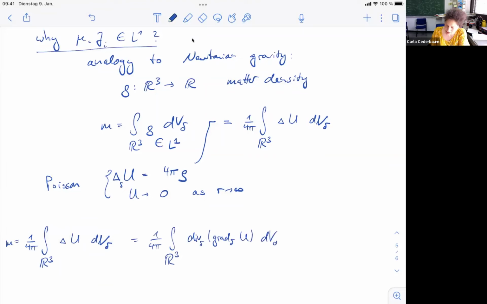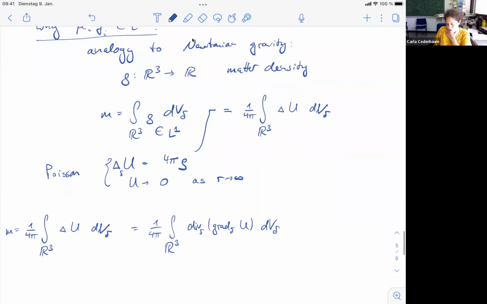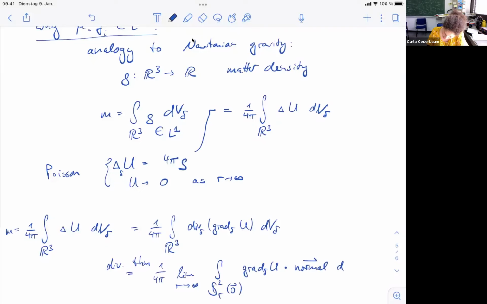I only used some vector analysis there. And now I can use what is called the divergence theorem to rewrite this as a surface integral over surfaces at infinity. So I can write this as 1 over 4 pi, limit r to infinity, integral over the sphere of radius r around the origin of the gradient of u dot the normal vector, times the area element.